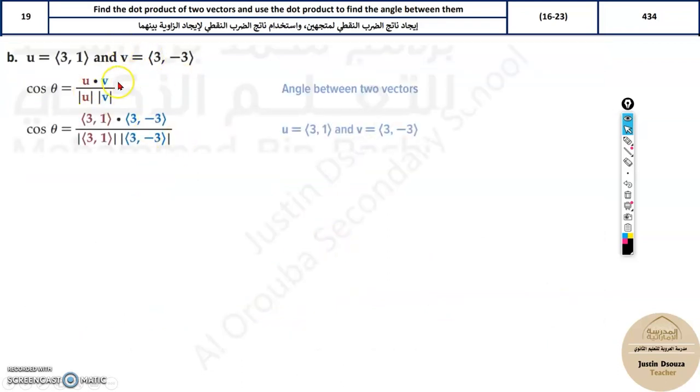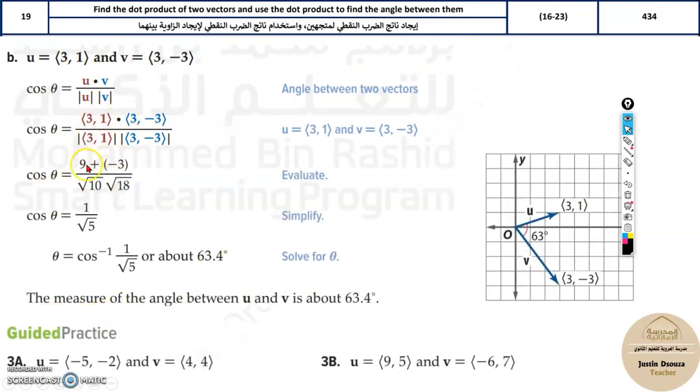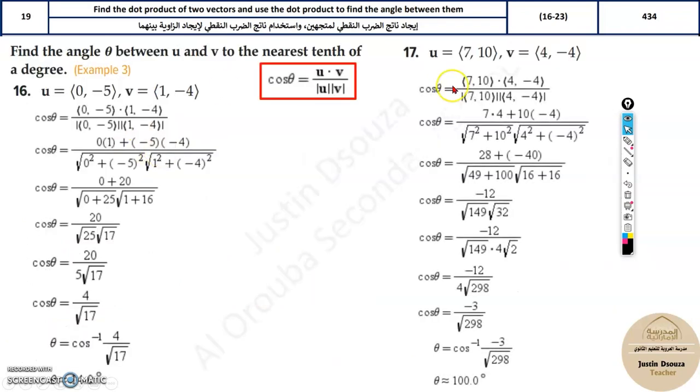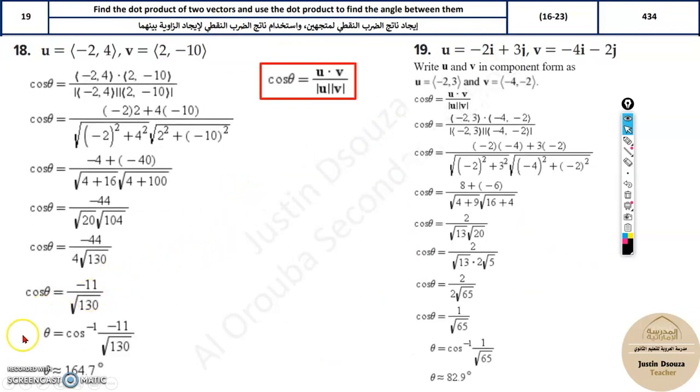Similarly, you can solve more problems. Only this formula must be remembered, then everything directly in the calculator. I mean, you need to substitute the formula and do it directly. So it is very simple. You can solve all these problems and check out your answers. These are very, very straightforward.